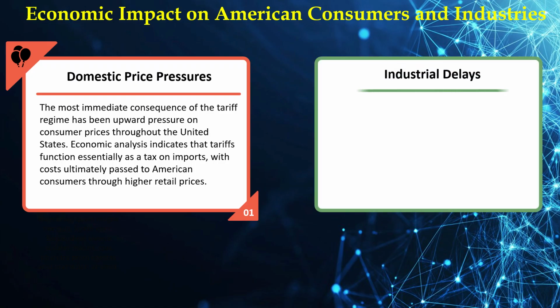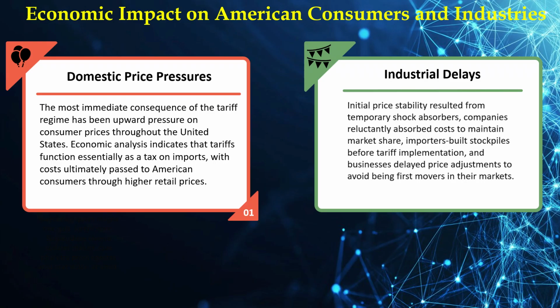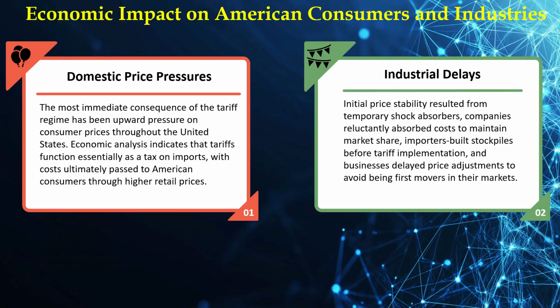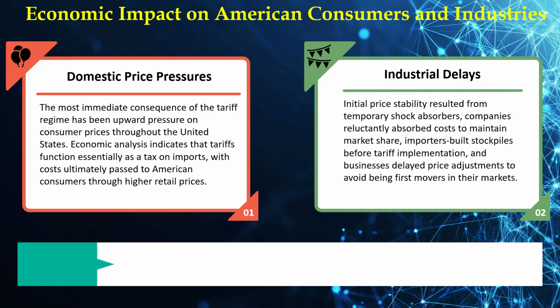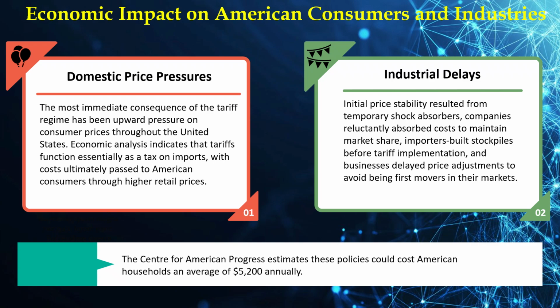Industrial delays. Initial price stability resulted from temporary shock absorbers. Companies reluctantly absorbed costs to maintain market share. Importers built stockpiles before tariff implementation, and businesses delayed price adjustments to avoid being first movers in their markets. However, these measures represent unsustainable short-term strategies that cannot continue indefinitely.